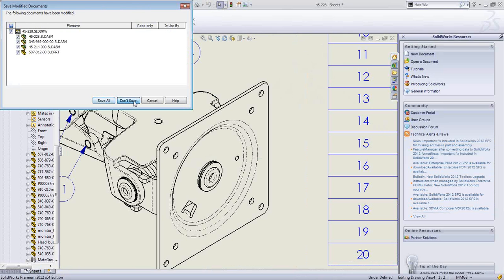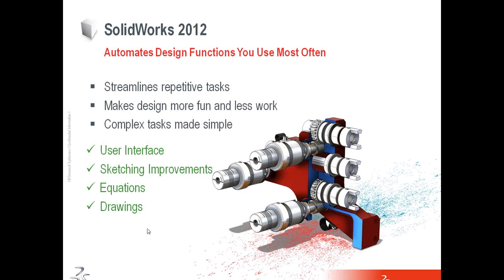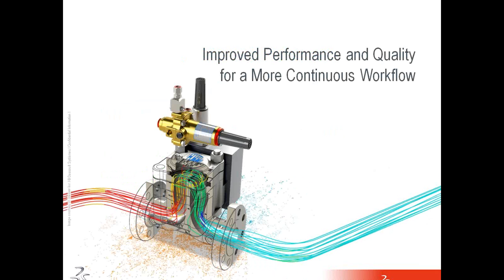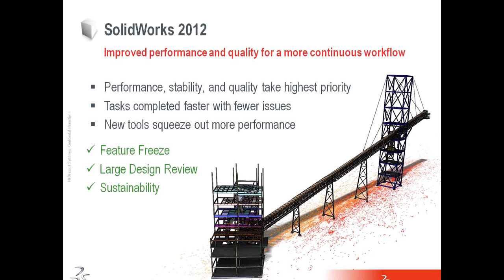So the next enhancement I'll talk about is called the feature freeze. Now this comes into the second category. Till now we have talked about user interface, sketching improvements, equations and drawings. Now we'll talk about the enhancements which are more focused on improving the performance and stability of SolidWorks for a better workflow. Enhancements like feature freeze and large design review fall into this category.